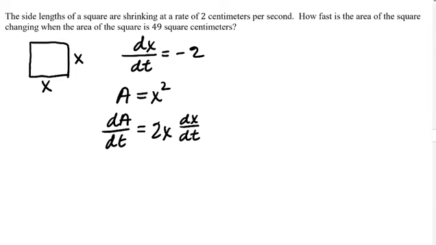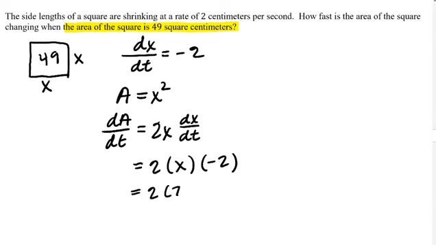Okay, so I'm going to plug in everything I know. I've got dx/dt equals negative 2. So I've got dA/dt is equal to 2 times x times negative 2. Okay, but then it's like, wait, what is x? So you go back to that piece of information that you were given, but you didn't use. The area of the square is 49 square centimeters. Okay, well, if this is 49, that's only going to happen when x is 7. So I've got that's equal to 2 times 7 times negative 2, which is negative 28.